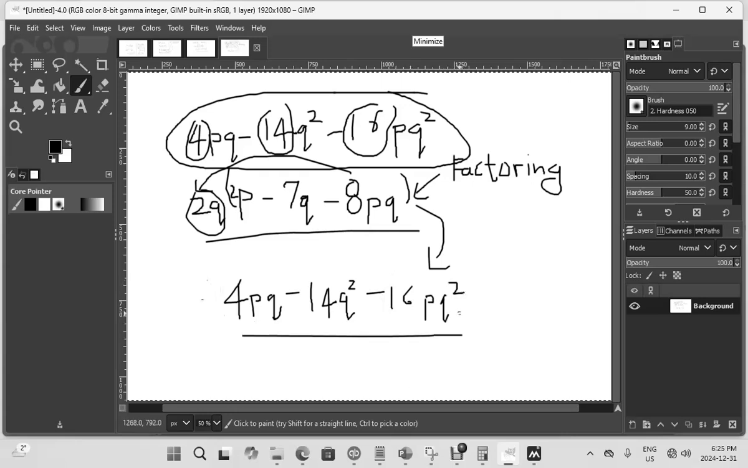All right, so this is basically how you check your solution that you got for factoring by expanding it. And this is how you factor your equations, your unknowns, your variables, so on and so forth.